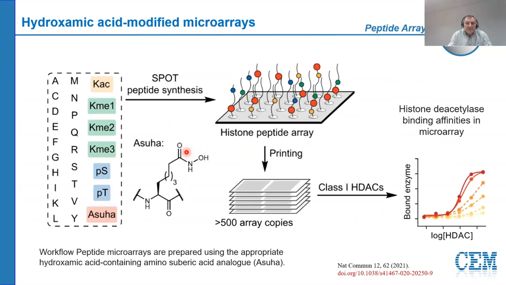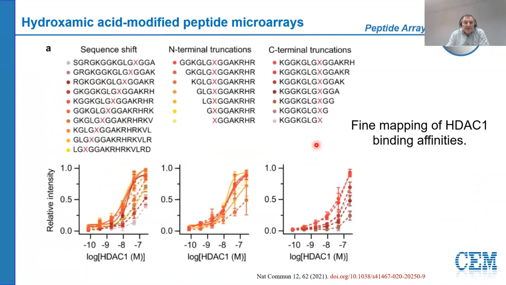My last example is also a set of peptide microarrays where we have different building blocks used to get the histone binding affinity in microarrays. And using this set, we can also do the fine mapping of this binding affinity by a sequence shift or the now known N and C terminal truncation. So this can be fairly easily done in a very economical way with our spot synthesis method.